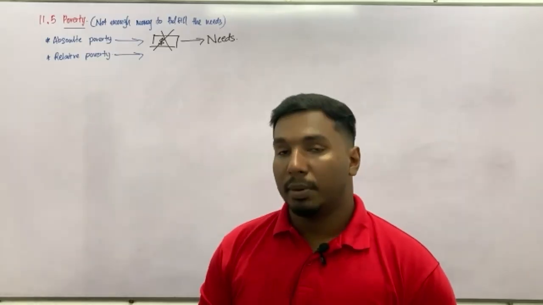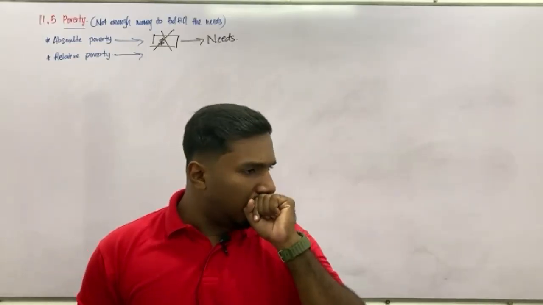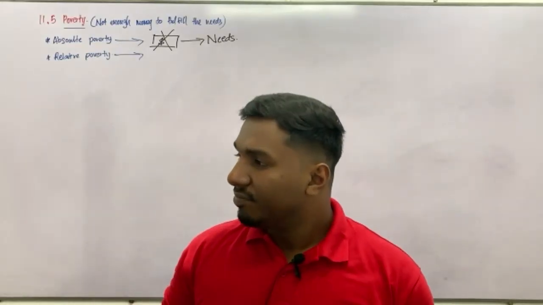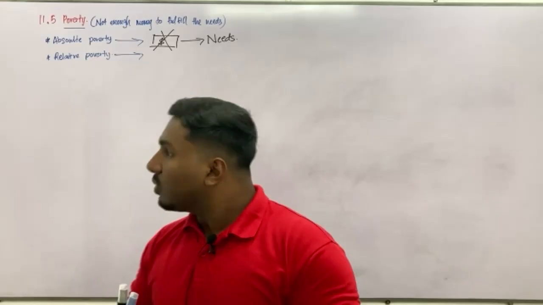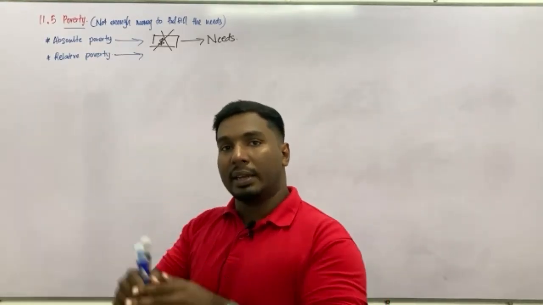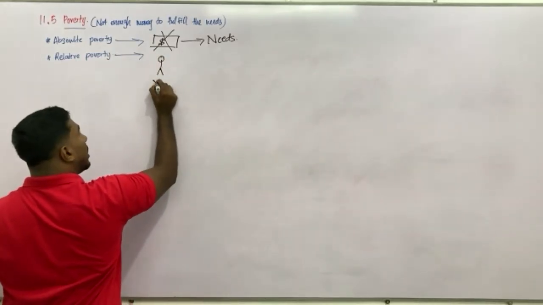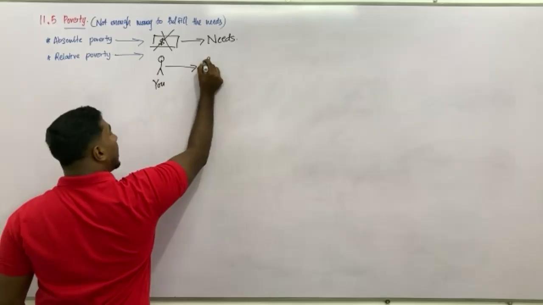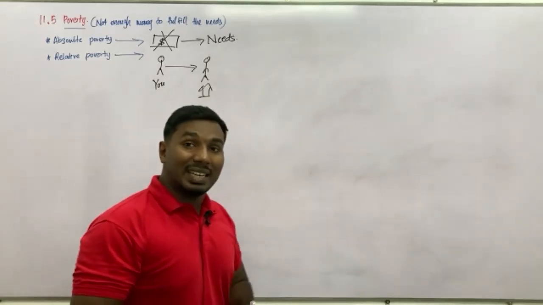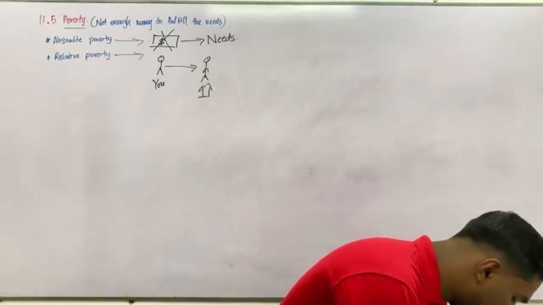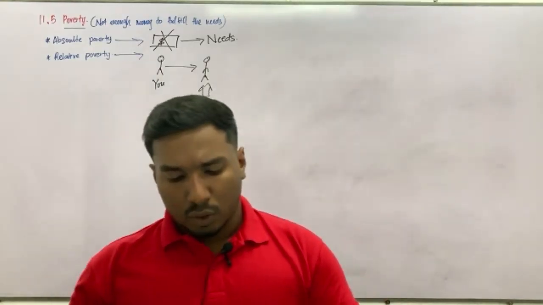I'm wearing slippers. I use a Samsung Galaxy phone, and I don't have a car. I only have a push bicycle to ride. So that is relative poverty. Comparing yourself with the neighbor. That is relative poverty. Okay, so that's what the author says. Absolute poverty and relative poverty. So those are the two forms of poverty.